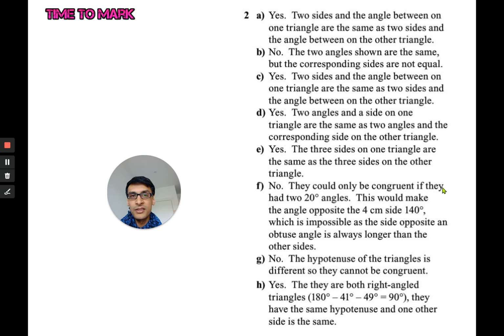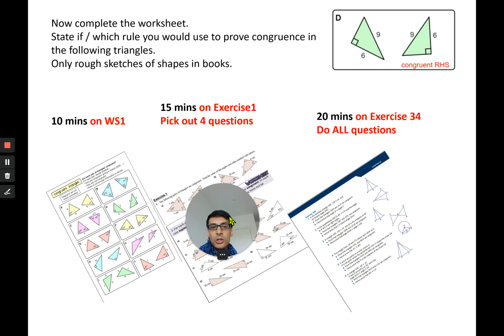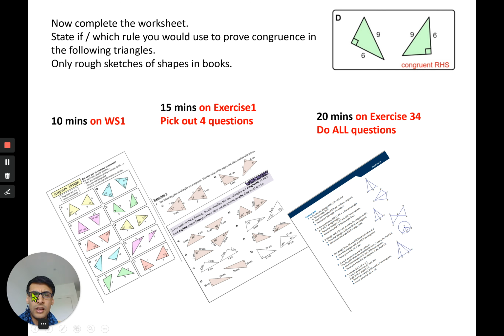So instead of SSS, you can say the 3 sides on one triangle are the same as the 3 sides on the other triangle. So for example, question E is just a fancy way of saying SSS. And that's how you're expected to answer these questions in an exam. But you can use SSS and AAS and things like that to memorize and remember.